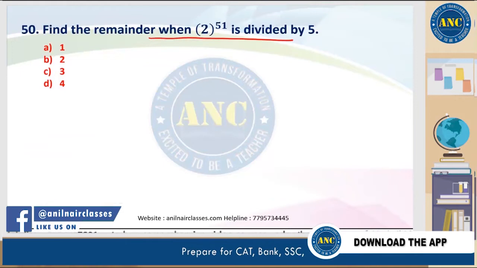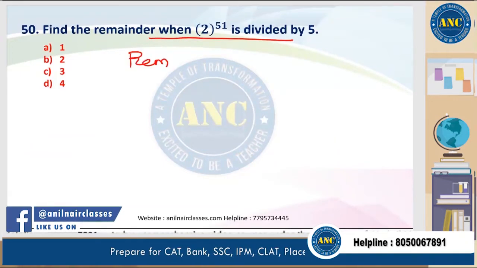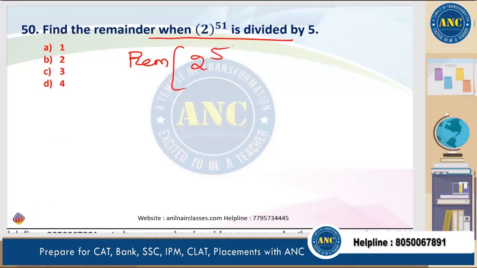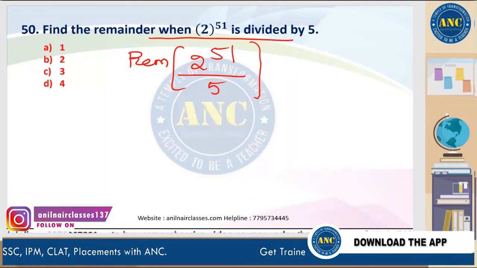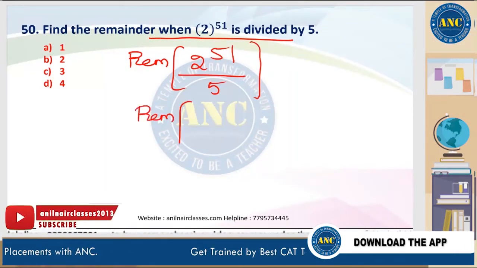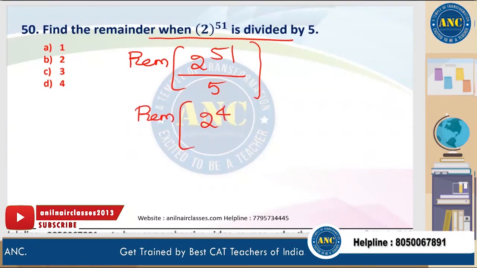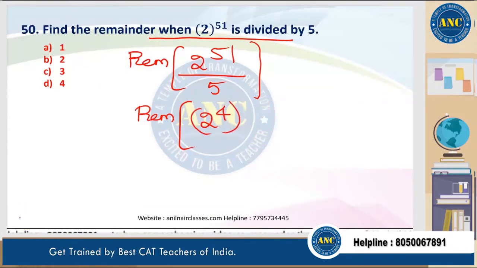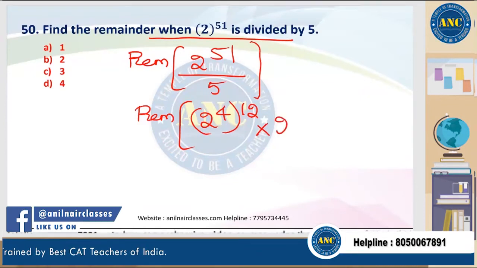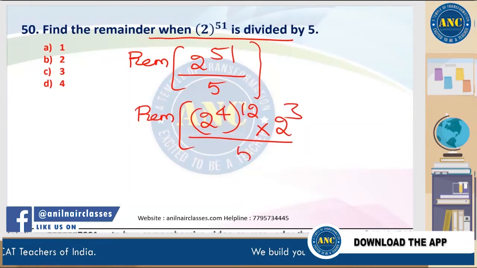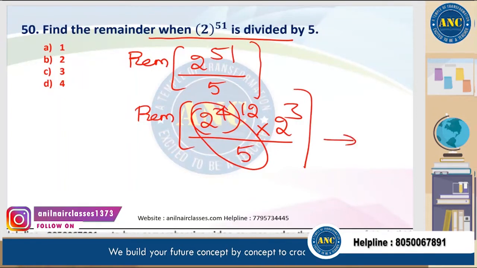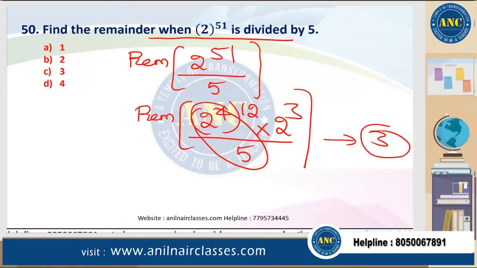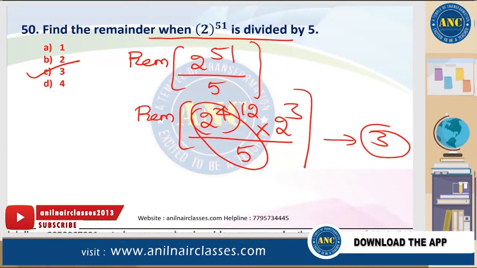Find the remainder when 2 power 51 is divided by 5. Denominator 5, 5 is a prime number. So the power will be p minus 1. 2 power 4 power 12 into 2 power 3 divided by 5. This is 1. 8 by 5, 5 ones are 5, remainder will be 3. Remainder will be 3. Idea clear, right?